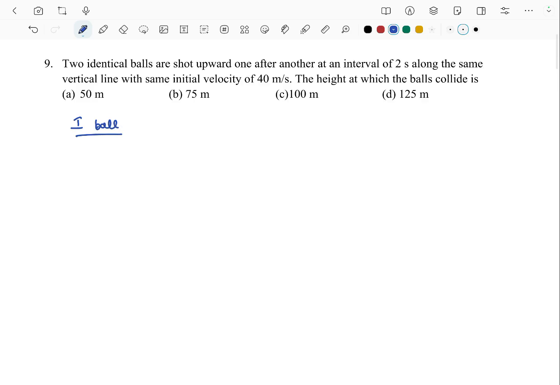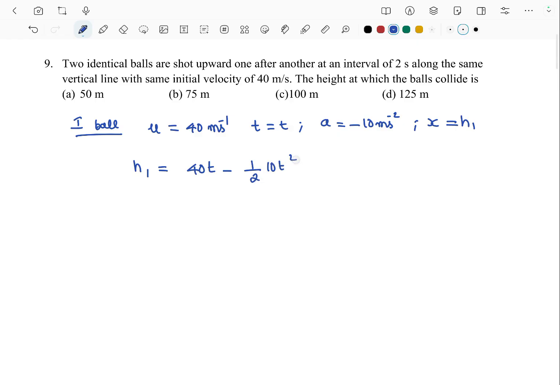Let's calculate the distance traveled by the first ball. For the first ball, the initial velocity is 40 meter per second, the time let me take as t, the acceleration is minus 10 meter per second square, and the distance traveled let me take as h1. Therefore h1 will be equal to 40t minus half into 10 into t square. This is for the first ball.